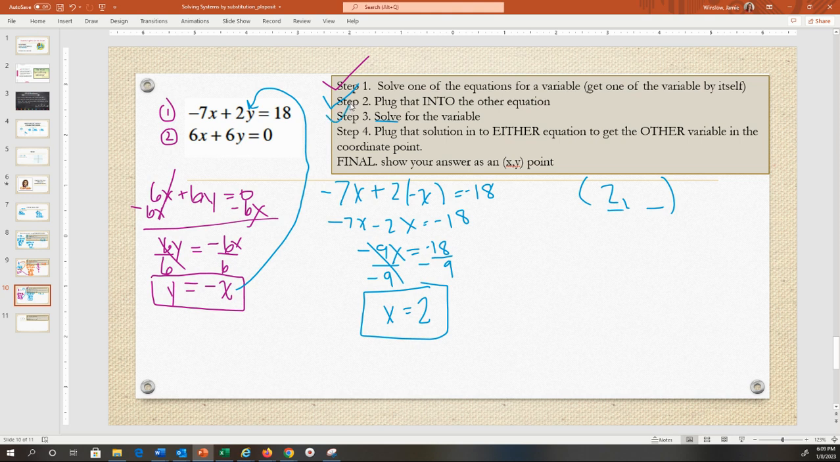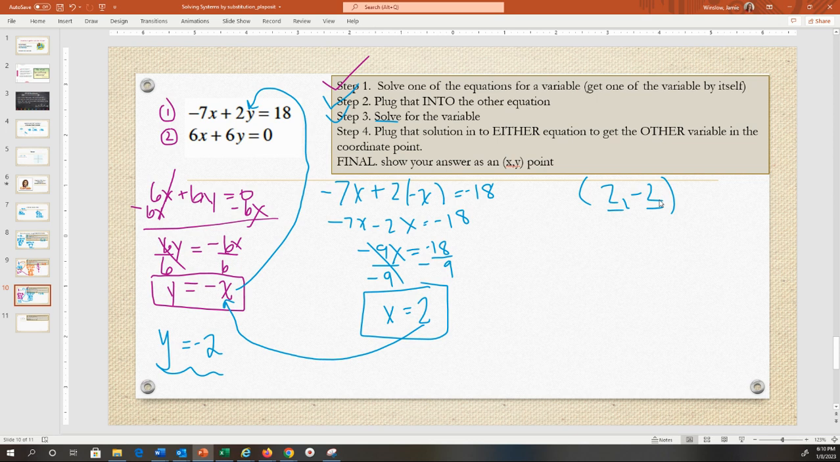Now we're just looking for y. We solved for x. Now we're going to plug this solution, the x, into any equation anywhere, wherever you want. X is a number, so you can pick any of these. Well, let's plug it right here. So y equals negative 2. Done.